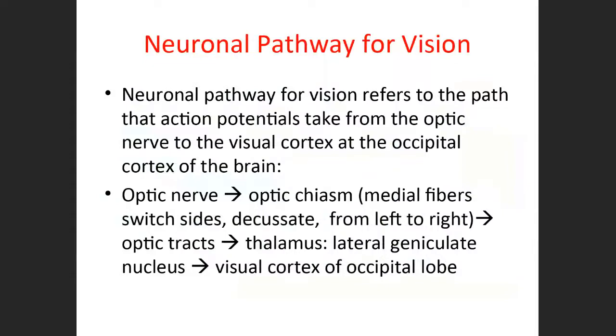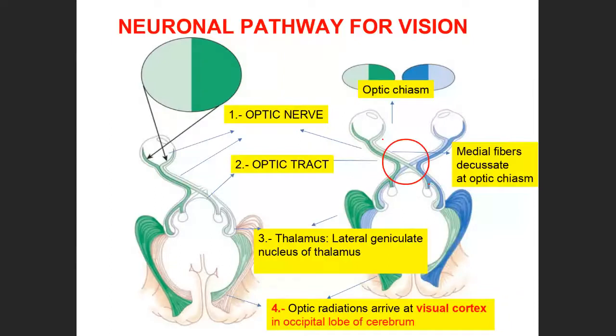And now we come to the neuronal pathways, which is the route that the visual information takes all the way from the eyes to the visual cortex in the brain. So from last semester, the visual cortex was located in the occipital lobe of the cerebrum. So the information has to travel from the eyes at the front and be taken all the way to the very back of the cerebrum.